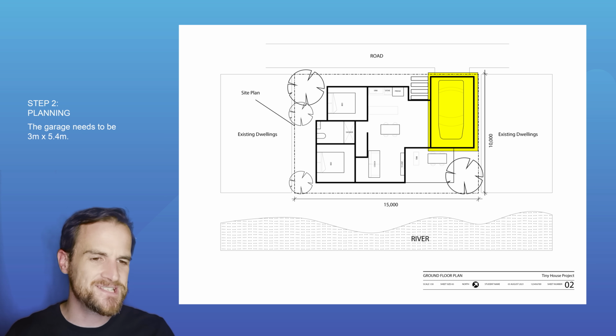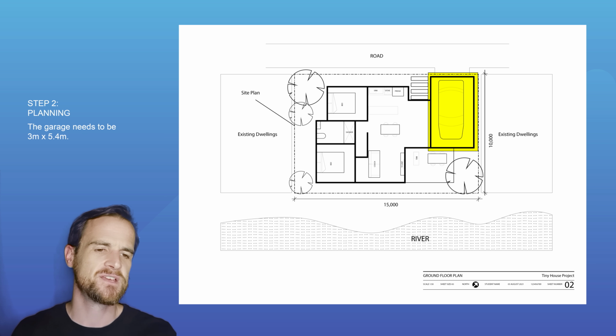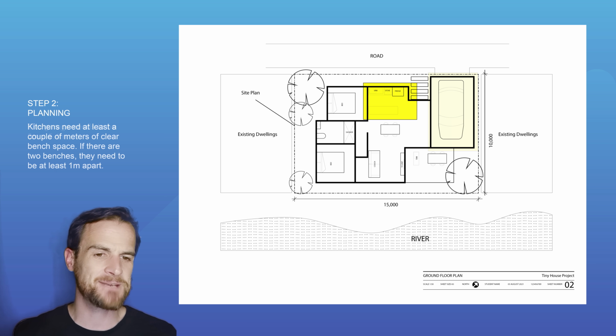Garage, the Australian standards for a garage, it needs to be 3 meters wide by 5.4 meters as an absolute minimum. So try to take into account that.